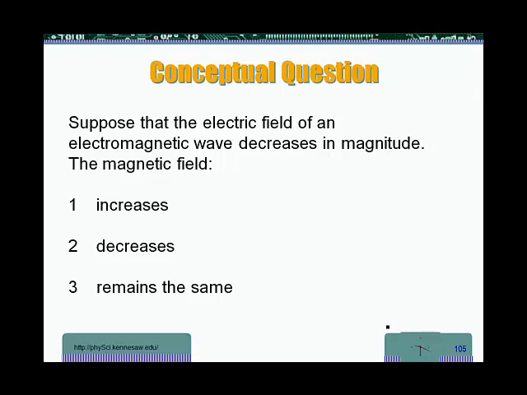Okay, let's see this question here. Suppose that the electrical field of an electromagnetic wave decreases in magnitude. What happens to the magnetic field? That's the key. That's what we are trying to get. It decreases. They are in phase. Whatever happens to the electrical field happens to the magnetic field, and vice versa.